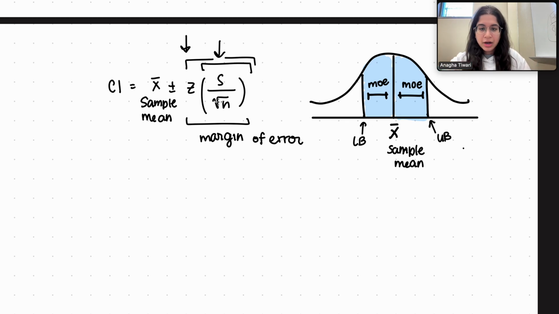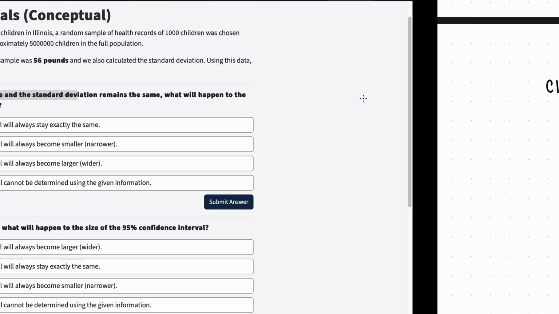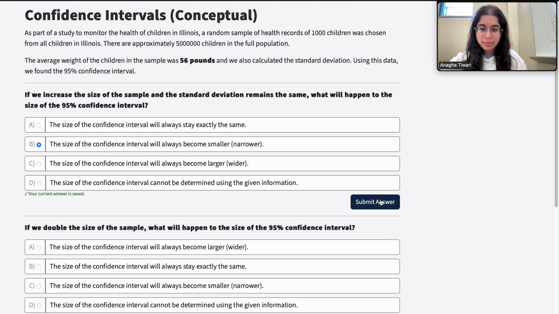Because our n increased, this standard error is smaller, and so the z times the smaller standard error will result in a smaller margin of error. So this means our confidence interval will actually become narrower.